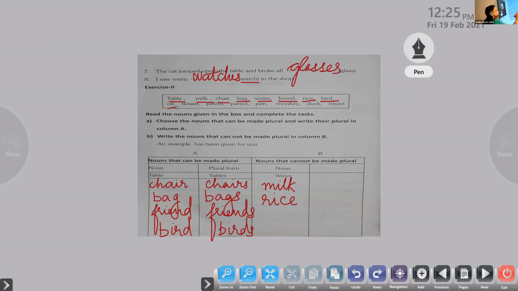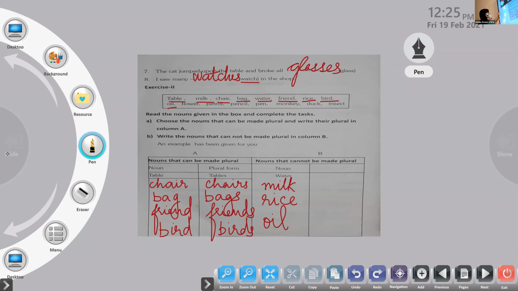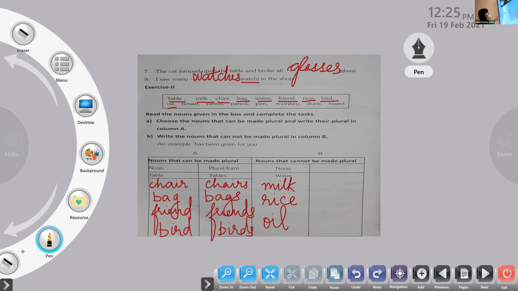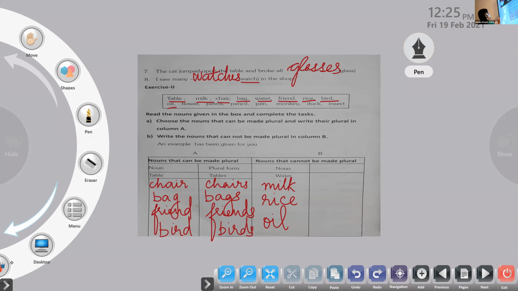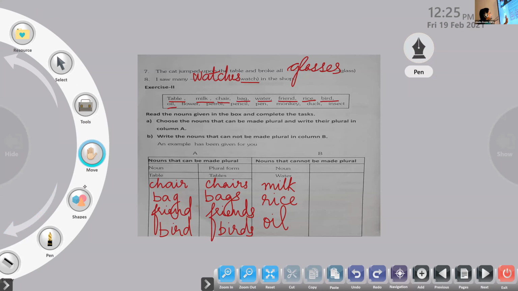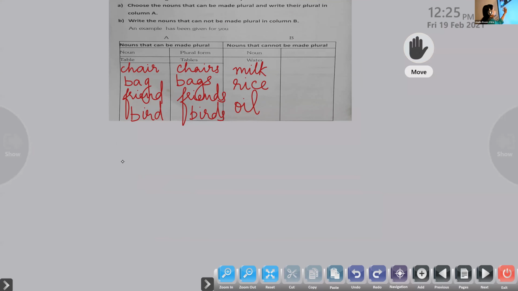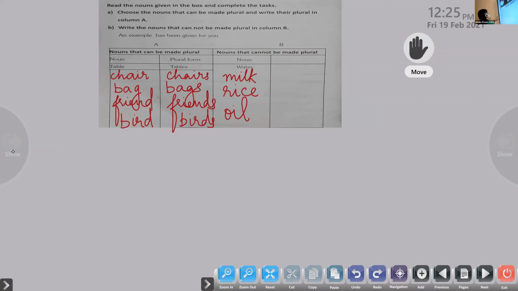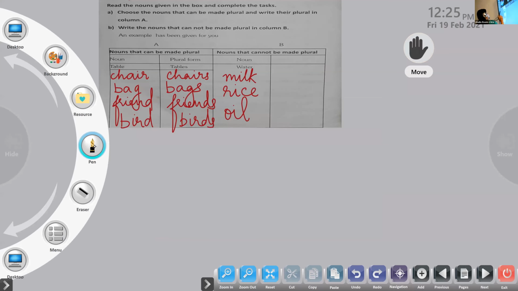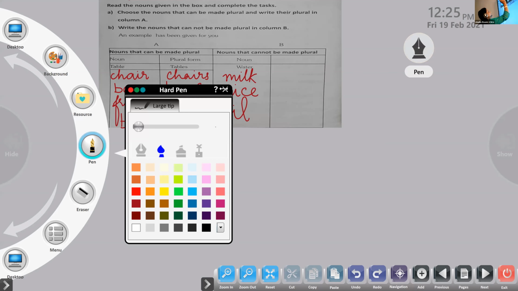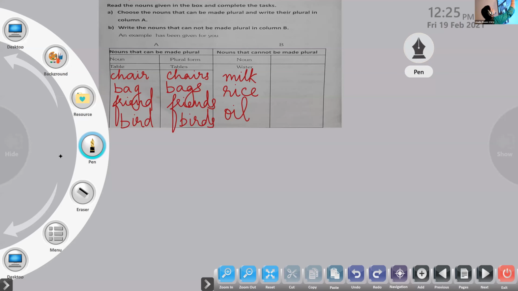Oil, we cannot count it. Only a packet of oil you'll get it, or a bottle of oil. Don't you buy oil from the shop? How do you buy it? You go and ask one oil to oil? No, we just ask a packet or a liter or whatever it is. Okay, we just ask for a packet or a liter of oil. So now, other words.